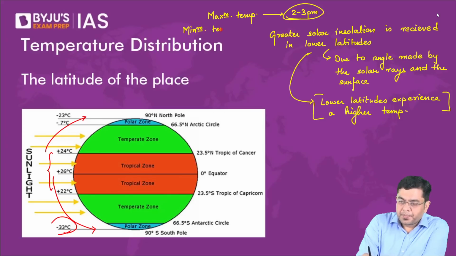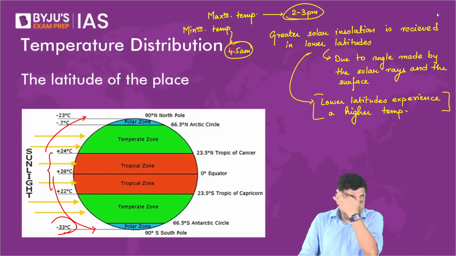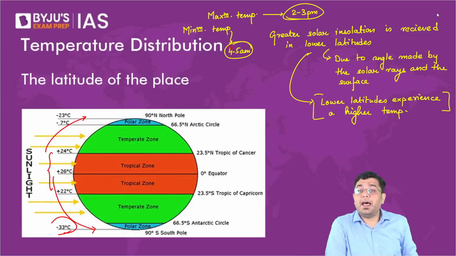Minimum temperature is observed around 4 to 5 a.m. in the morning. So that is what you have as the maximum and the minimum of temperature recorded in any area. Why is maximum recorded at 2 to 3 p.m.?